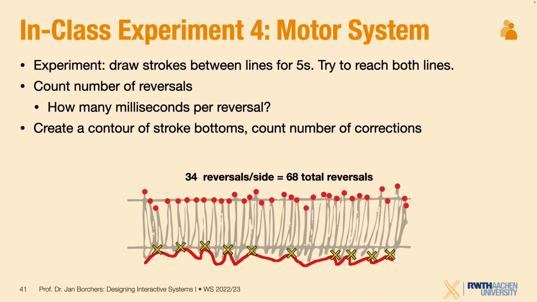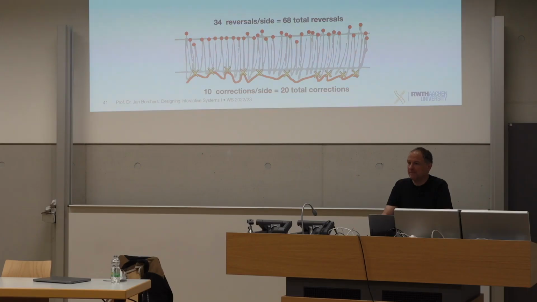Okay? And then you take that again, and in this case, for example, this would be 10 corrections at the top, so that would translate into 20 corrections total, right? Do that as well, and that should give you another number, and then take the 5 seconds and divide by that number. And see how many milliseconds that is.